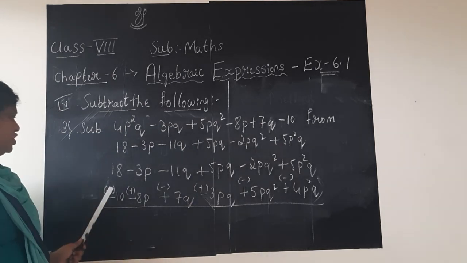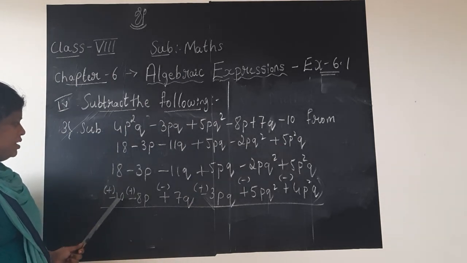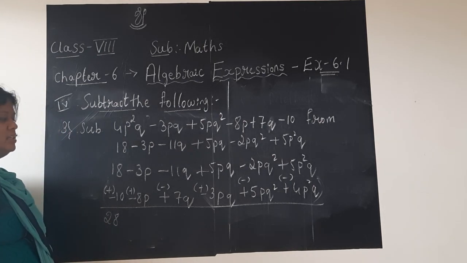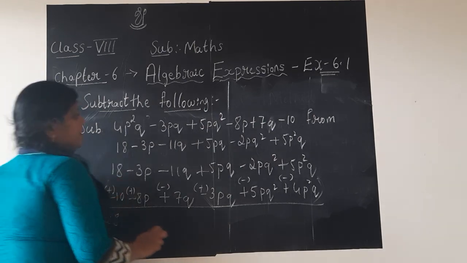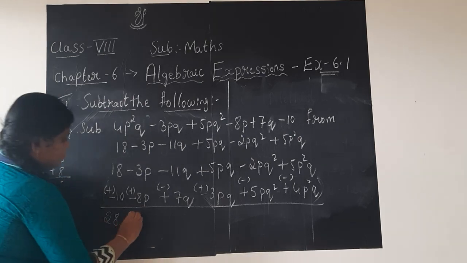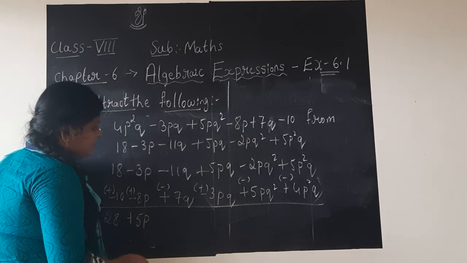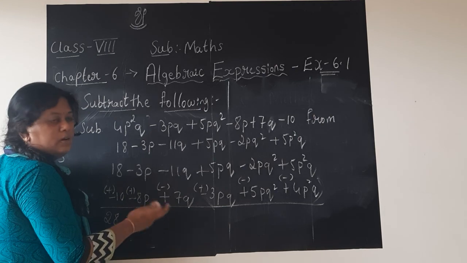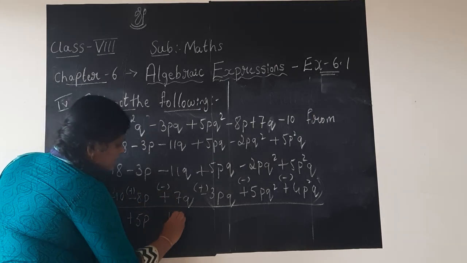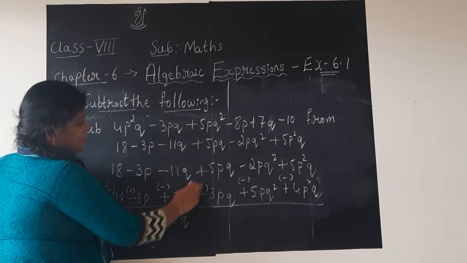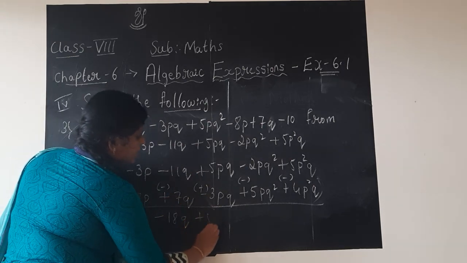Next is the addition. 18 plus 10 is clearly 28. I will not write plus, it is understood. Minus 3 plus 8: 8 minus 3 is 5, greater number's sign, so plus 5p. Minus 11 minus 7: when you have two numbers with minus sign, you add the numbers. So 11 plus 7 is 18, q cube as it is. Which sign should you put? Minus sign. Plus 5 plus 3 is clearly 8.